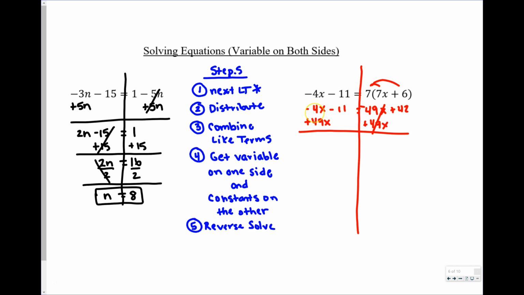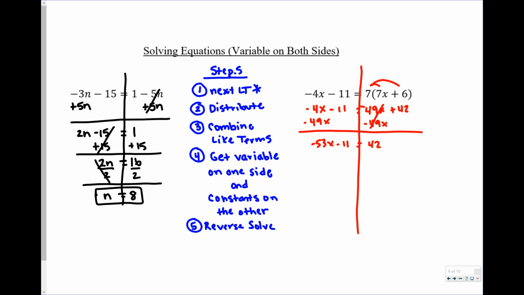Negative 4x plus 49. Oh, I'm sorry. I made a mistake. I shouldn't add the 49. My bad. I should subtract that 49x. Okay, cool. That'll help a lot, because otherwise I would definitely get a wrong answer. So subtract 49x on both sides. Okay, cool. So now these cancel, and I get negative 53x minus 11 equals, I don't know why I wrote a plus 40. Oh, equals 42. Sorry, guys, I'm really botching up this problem.